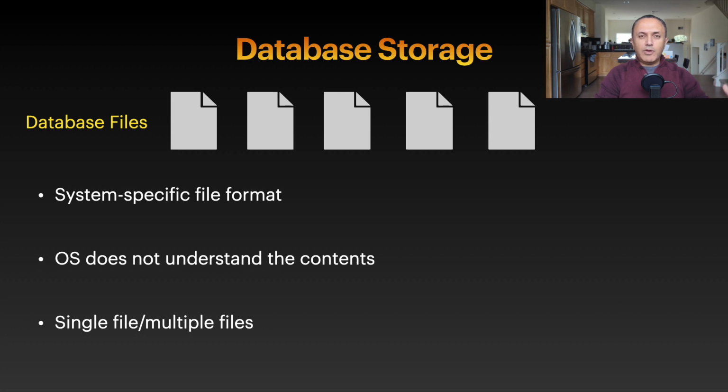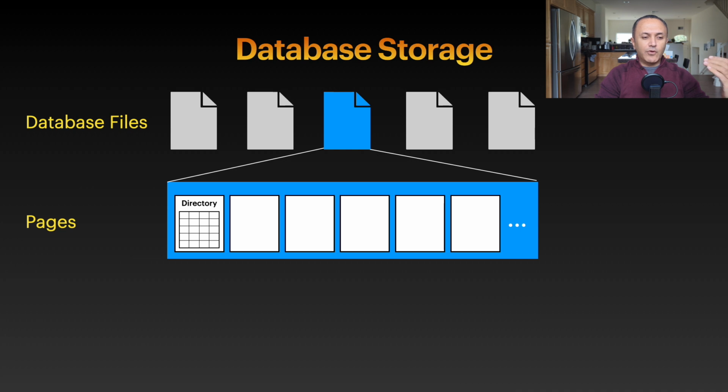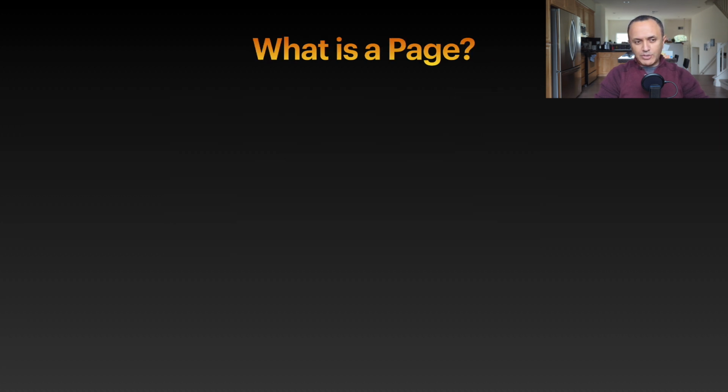So now that we know that we have these files, how is the data organized in these files? Each file contains a number of pages. So the data is organized into these pages within the file. What is a page? A page is basically a fixed size block of data. As I mentioned earlier, when we're dealing with disk or any of the non-volatile storage devices, we read data in pages or blocks. So this is what we are talking about.